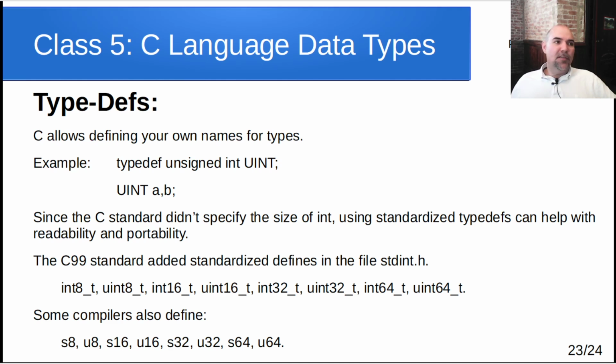Remember when we had those things like unsigned short int or unsigned long or signed long int. Notice that that's a lot of stuff to type out, so you can shorten that by using typedefs. And in fact, it's so useful that in C99, the standard added some standardized defines in a file stdint.h. So if you just pound include stdint.h, then you can use these defines that are standard.